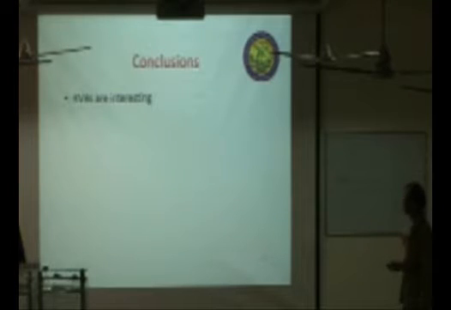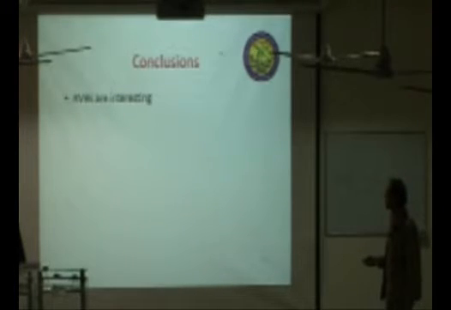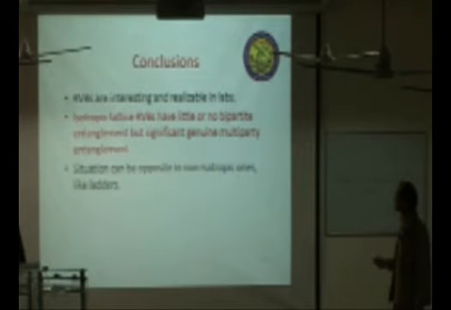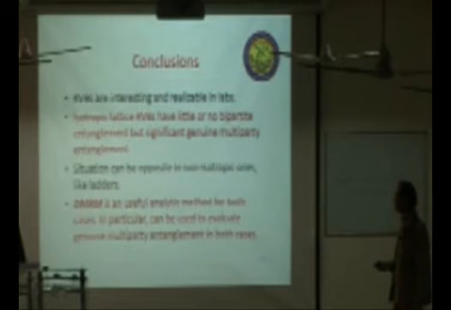So with that I come to my conclusion. I have been trying to tell you that RBBs are interesting and are realizable in labs. Isotropic RBBs have little or no bipartite entanglement, but significant genuine multi-site entanglement. The situation can be completely opposite in non-isotropic ones, like ladders. And this technique, DMRM, the density matrix recursion method, is a useful analytical method for both cases. In particular, it can be used to evaluate genuine multiparty entanglement in both non-isotropic as well as isotropic cases.